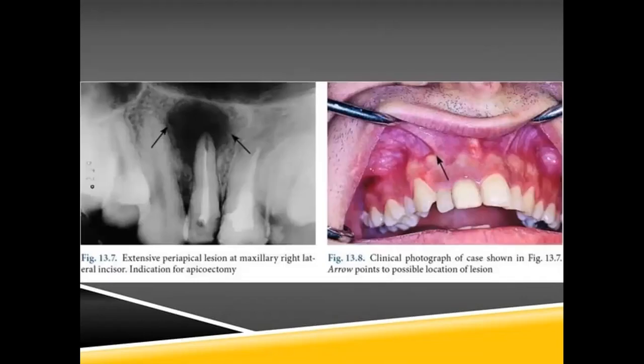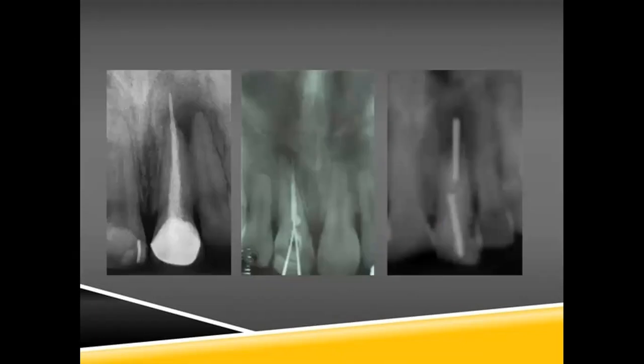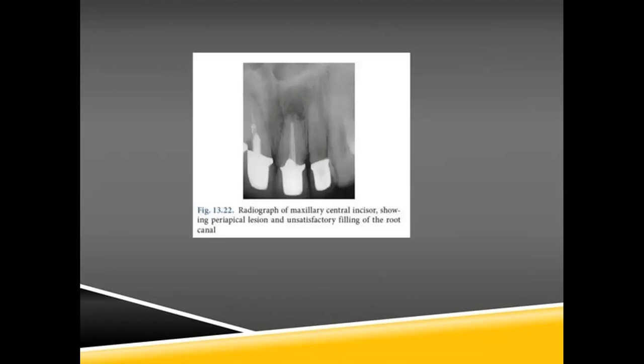Here are the pictures which show the periapical lesion at the maxillary right lateral incisor, which is indicated for apicectomy, and the clinical photograph. In the second one, arrows are pointing out the possible location of the lesion. The lesion may be due to an overextended gutta-percha cone. The lesion may also appear due to improper apical seal, such as this radiograph of the maxillary central incisor showing the periapical lesion and unsatisfactory filling of the root canal.